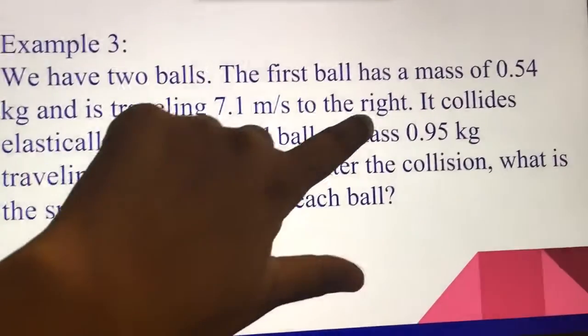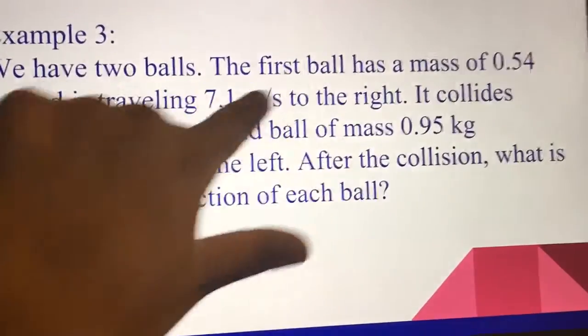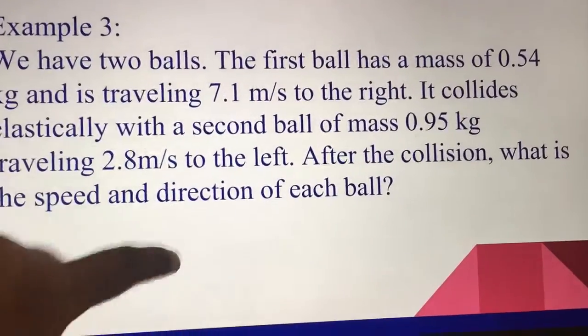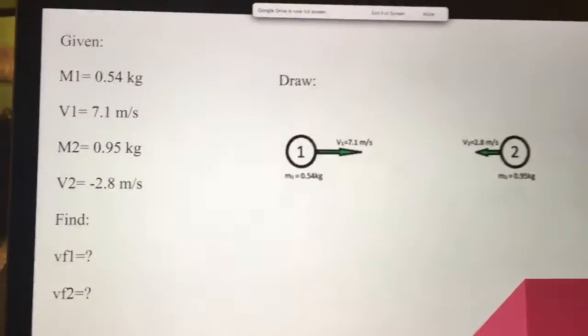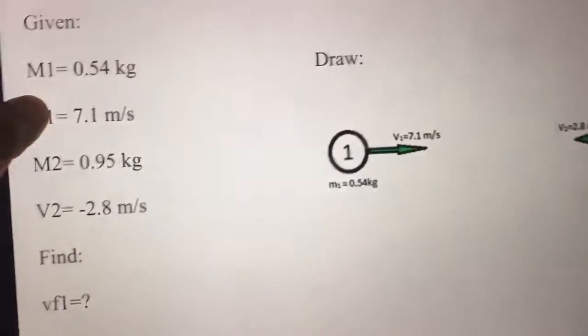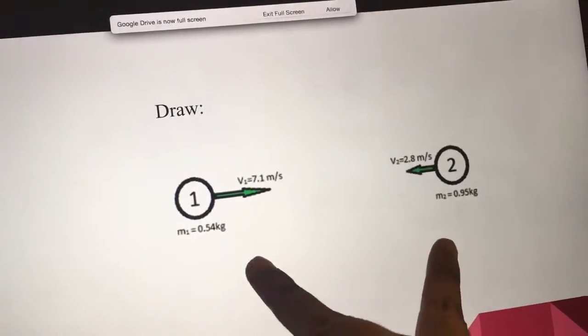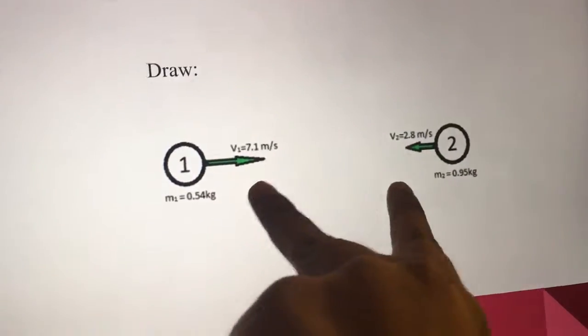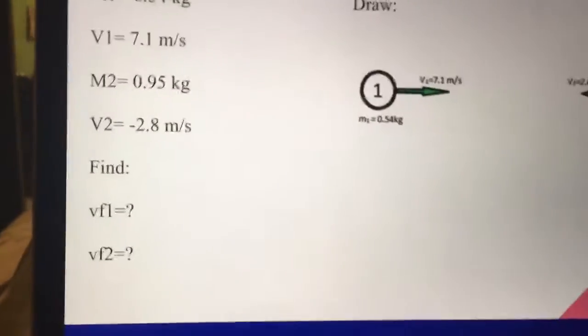Remember, it says right and left because when it says left, it's a negative number. When it says right, it's a positive velocity. And that's why they're asking for direction, to see if it's positive or negative. We have our givens, and here's a diagram. We have two different masses, two different initial velocities, and we're trying to find the two different final velocities.